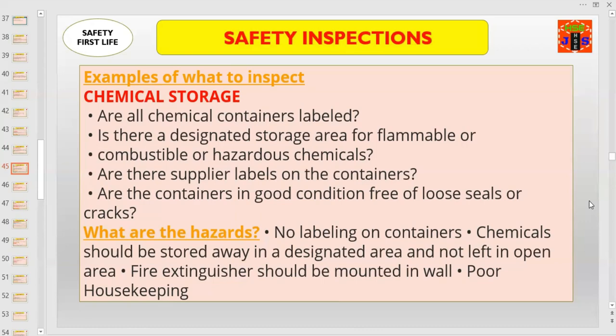What might be the possible hazards from chemicals? No labeling on containers in the chemicals area. Fire extinguisher should be mounted on the wall. Poor housekeeping. You have to consider all these points. What is the hazard? What is the risk? And how we can avoid it, and how to include the control strategy. These are potential hazards and high risk activities.